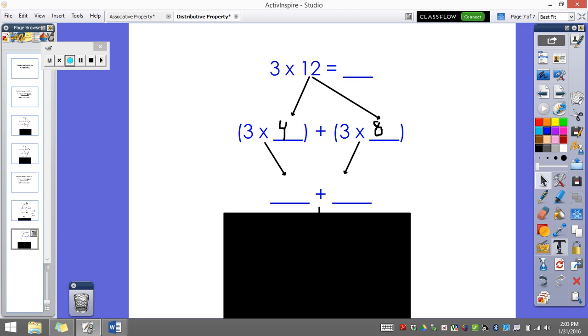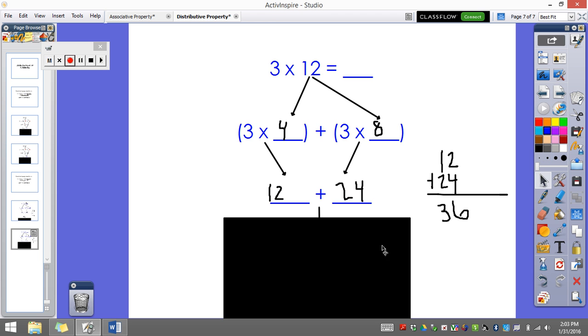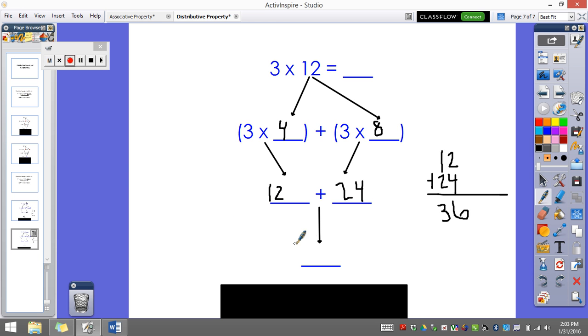3 times 4, 3, 6, 9, 12. And then 3 times 8 would be, that's right, 24. So now I'm adding 12 plus 24. 2 plus 4 makes 6. 1 plus 2 makes 3. So 12 plus 24 is 36. So that means that 3 times 12 is 36.